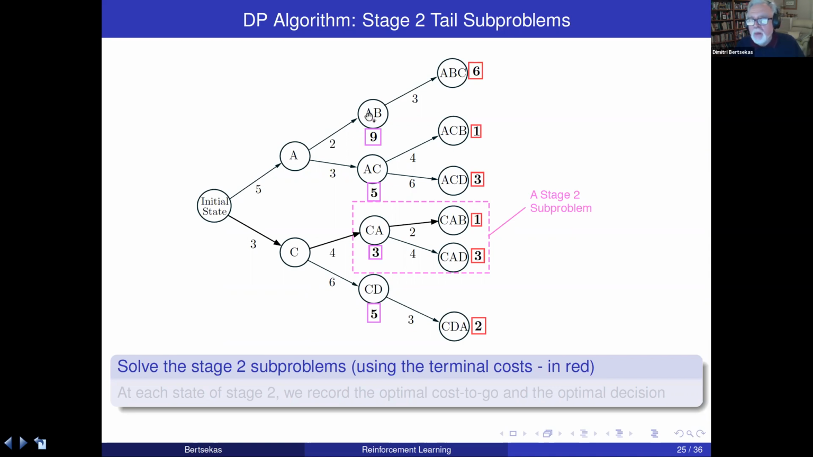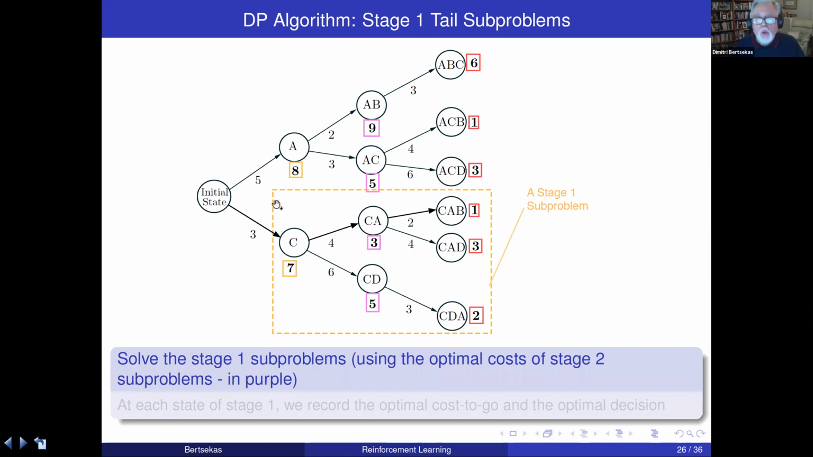Now there are 4 tail subproblems to solve. Here there's only one choice, so 6 plus 3 is 9. Here we compare 4 plus 1 and 6 plus 3, and the 4 plus 1 wins, it's a 5, and so on. So we write down the purple numbers, which is the cost to go for the tail subproblem of length 1 at stage 2. So we record the optimal cost to go, and then we go one step back to the stage 1 tail subproblems. Having obtained the purple numbers, we calculate these orange numbers here.